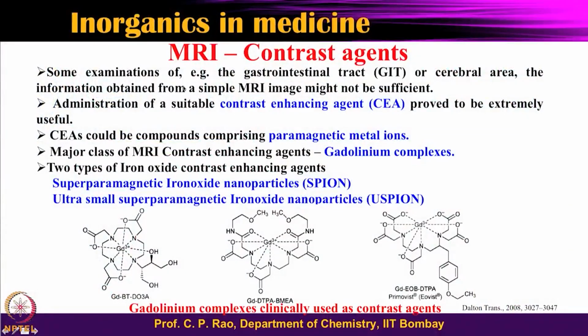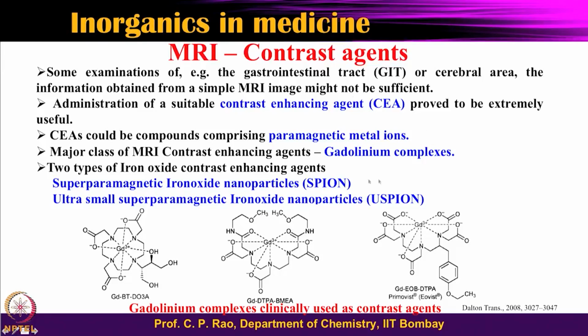Some of these tests are, for example, of the gastrointestinal tract. Many people have problems with the gastrointestinal tract because there are some lesions, and that gives real pain in their intestines or in their stomach. So, when they eat other kinds of things, in such cases you can get the information from MRI, which you can interpret in terms of what is the problem occurring in the body. So, the administration of a suitable contrast enhancing agent, CEA, proves to be extremely useful.